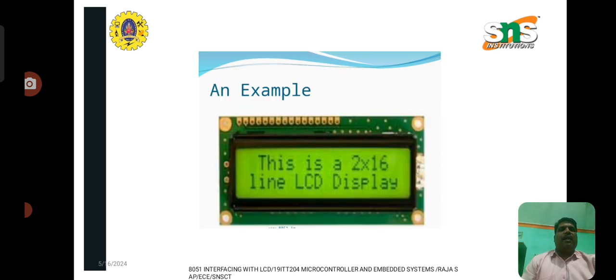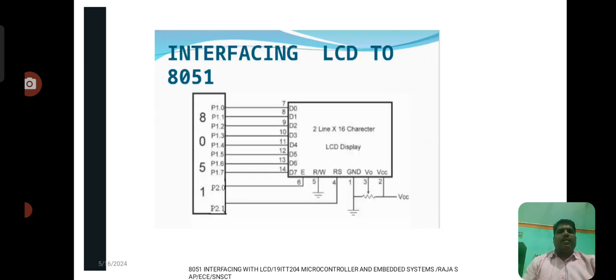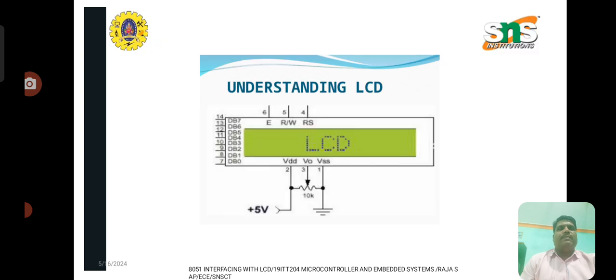This is an example of how a 2 cross 16 LCD is displaying. This is the pin diagram of how an 8051 is interfacing with an LCD. P1, P2, P3 and so on are called the 8051 ports, and in the LCD display D0, D1, D2, D3, D4, D5, D6, D7 are data lines. E is for the executing process, R bar W is for the read write process, then RS, GND, V0, VCC. Now we see individually how these are used.